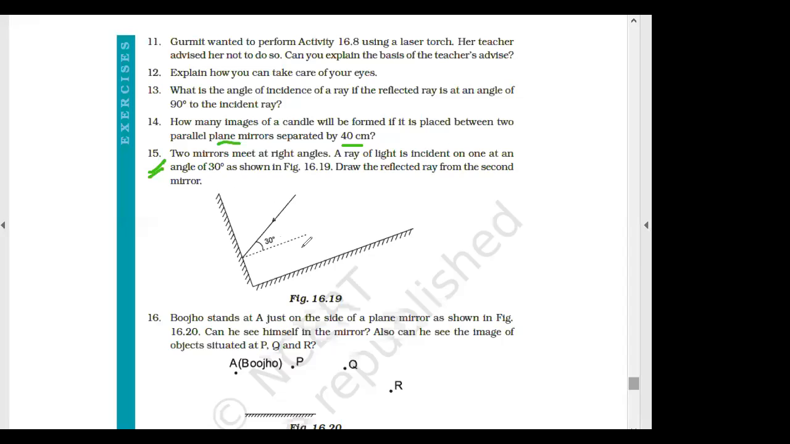Two mirrors meet at a right angle. This is 90 degree. Think about it. This is basic geometry. Let's think about it. Draw the reflected ray from the second mirror. Now if this is 30 degree, so this will also go 30 degree. Yes or no? Now, if this is 30, what is this angle?